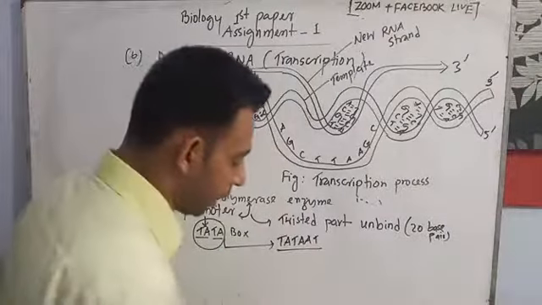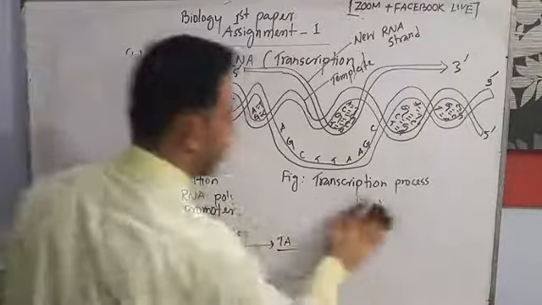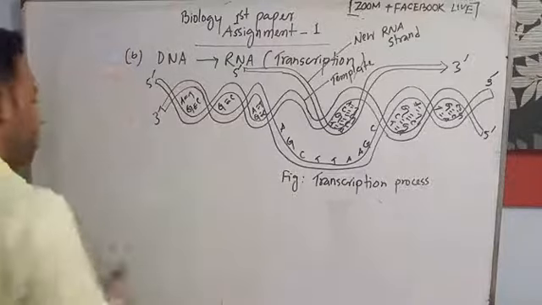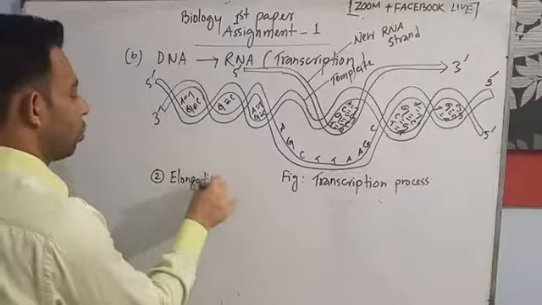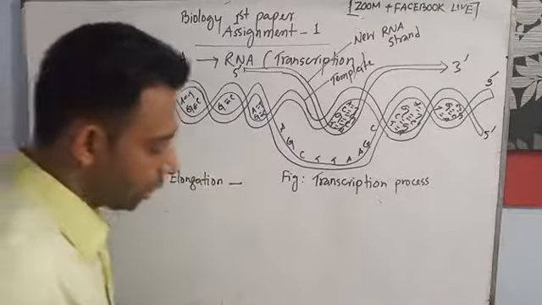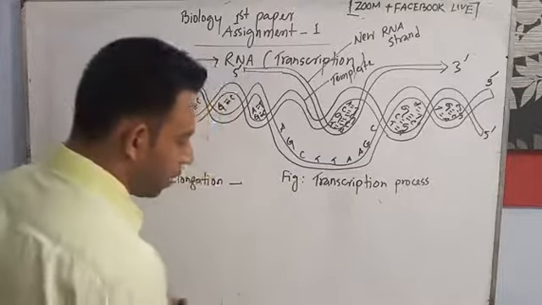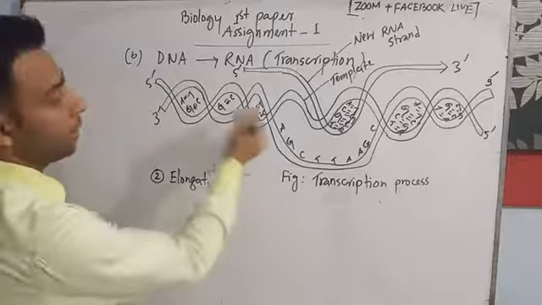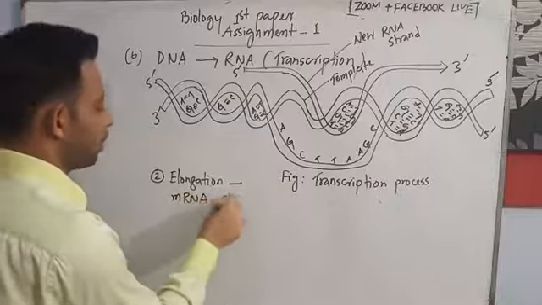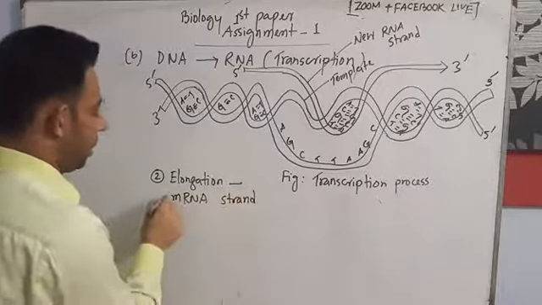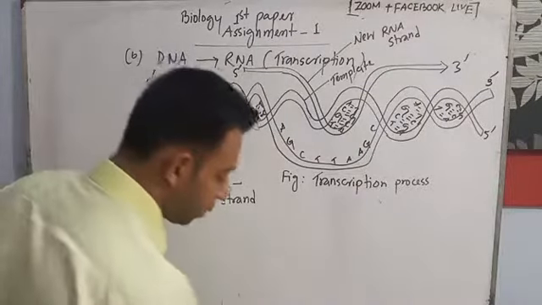You can write accordingly. Then the second point is elongation. Look here, I just write some keywords. Second one, elongation. What will you write here? In the case of elongation, there is the complementary, a new mRNA strand. I will write the keywords. It is better to visit my previous class, where I wrote the process in detail.